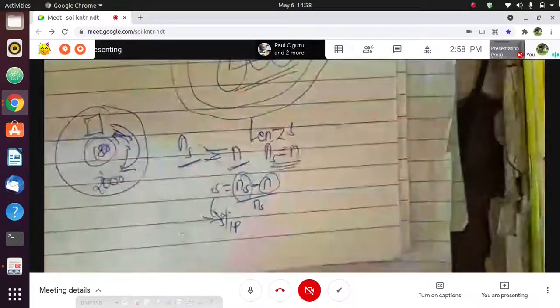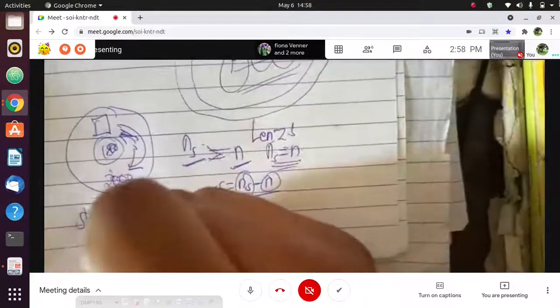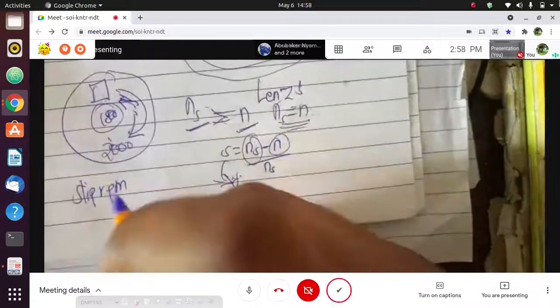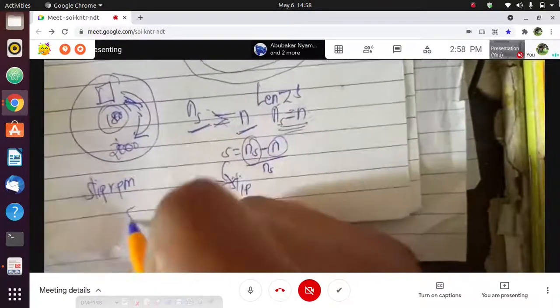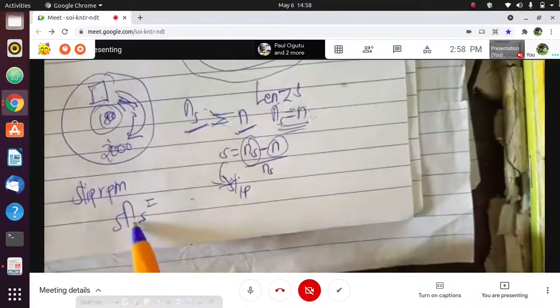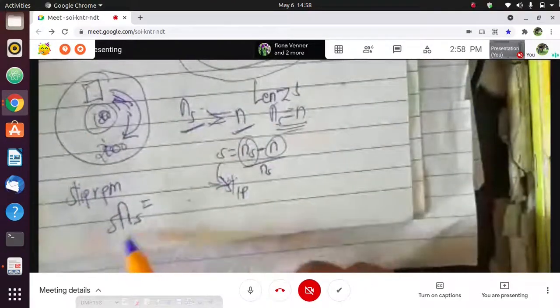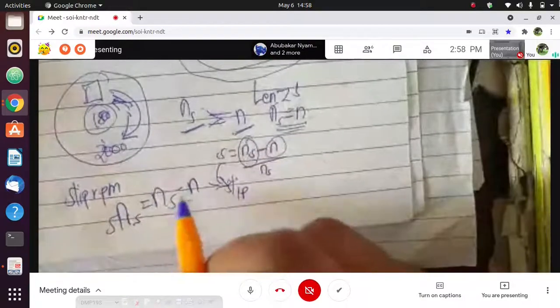So, this means that the rotor will be rotating at something known as slip RPM, which is this SNS. It will be rotating at a speed which is the slip, S, times the synchronous speed, which is now NS minus N. This is known as slip RPM.